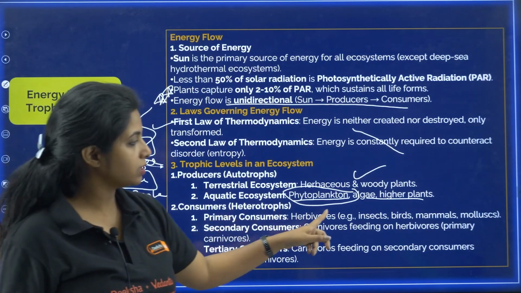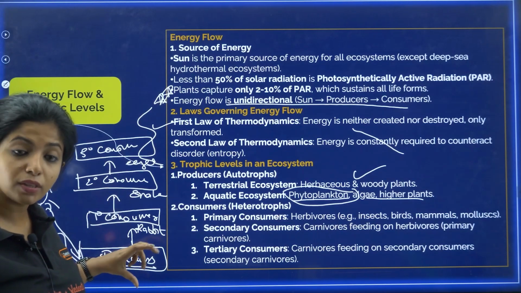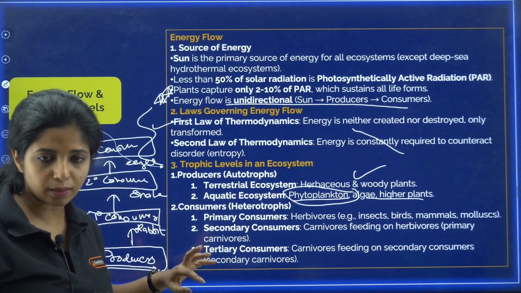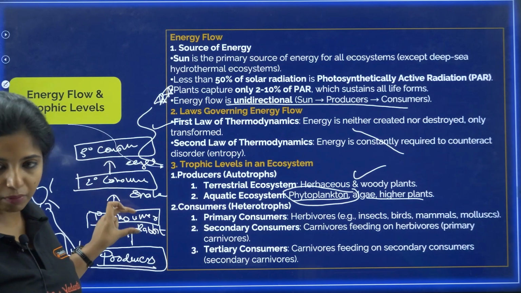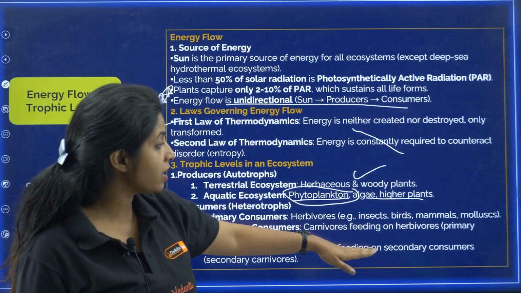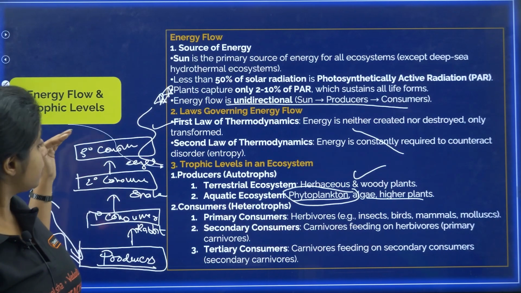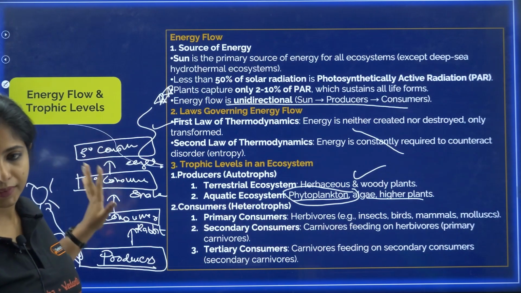So primary consumers are herbivores usually, because they have to eat plants. Either they can be herbivores or they can be omnivores. Omnivores eat both plants and animals, okay? But mostly it is herbivores only, such as insects, birds, mammals, mollusks. Now secondary consumers are carnivores feeding on the herbivores, okay? And the tertiary consumers are the ones that feed over here.